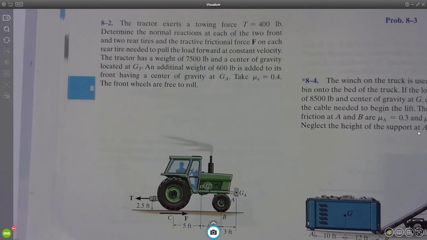All right, so here we go. A tractor exerts a towing force of 400 pounds. Determine the normal reactions of each of the two front and two rear tires and the tractive force F on each rear tire needed to pull the load forward at constant velocity. The tractor has a weight of 7,500 pounds and a center of gravity located at GT. An additional weight of 600 pounds is added to its front, having a center of gravity at GA. Take mu static equals 0.4. The front wheels are free to roll. All right, go ahead and draw a free body diagram in your notes, and I'm going to draw one, and we'll see who draws better tractors.